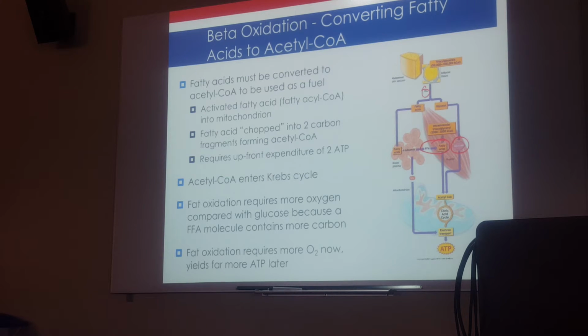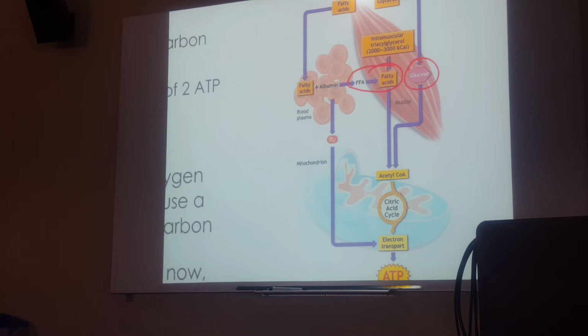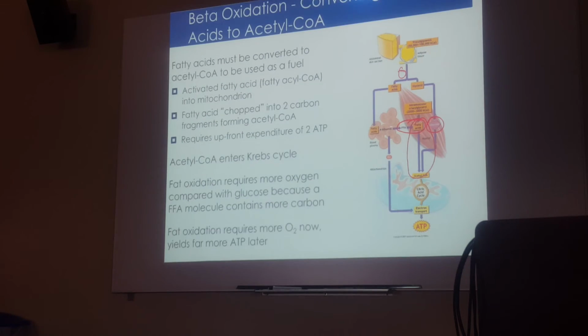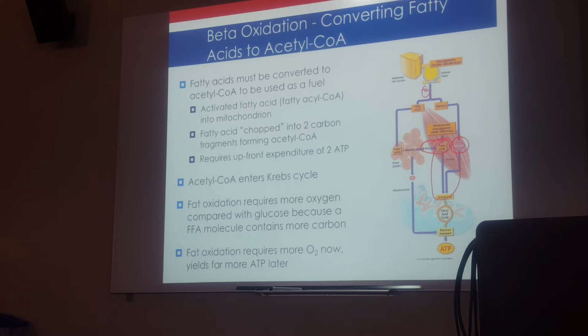So, beta oxidation is converting fatty acids to acetyl-CoA. It's this step right here where we're converting fatty acids to acetyl-CoA so that we can get them through the Krebs cycle and the electron transport chain, okay? And we know that it's going to enter the Krebs cycle.